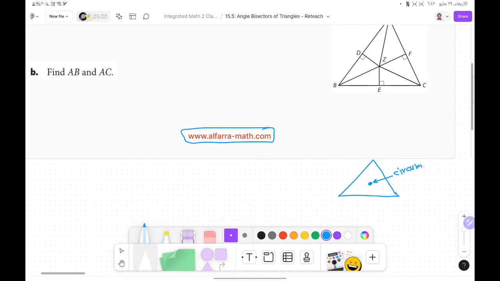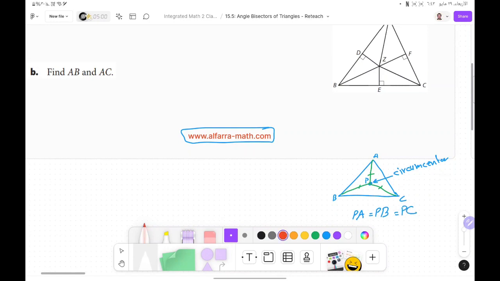So if the question has a circumcenter, we know that the lengths from the center to every vertex, all of these sides, should be equal. Let's say this is B, this is A, and this is C. So now we know that BA is equal to BB is equal to BC.